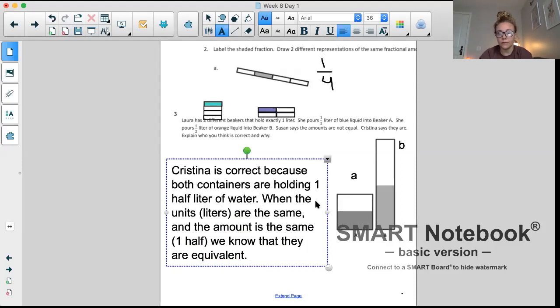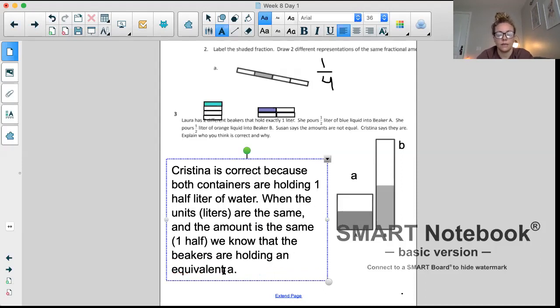All right, let me read that back and let's see if it makes sense. Christina is correct because both containers are holding 1/2 liter of water. When the units, liters, are the same and the amount is the same, 1/2, we know that the liters are holding an equivalent amount. That sounds a little bit better. Okay.